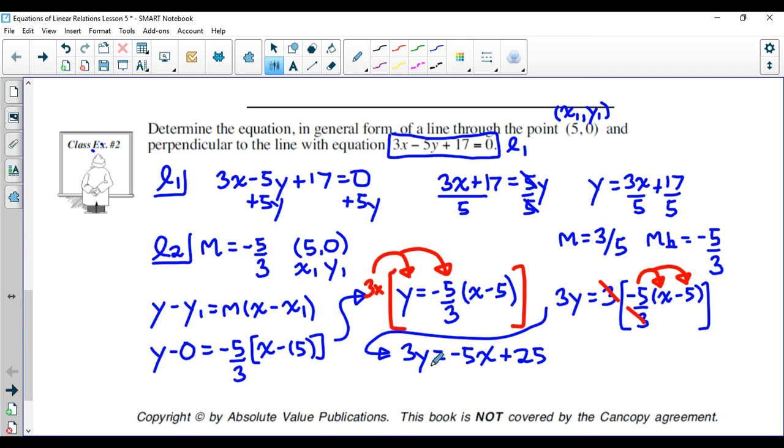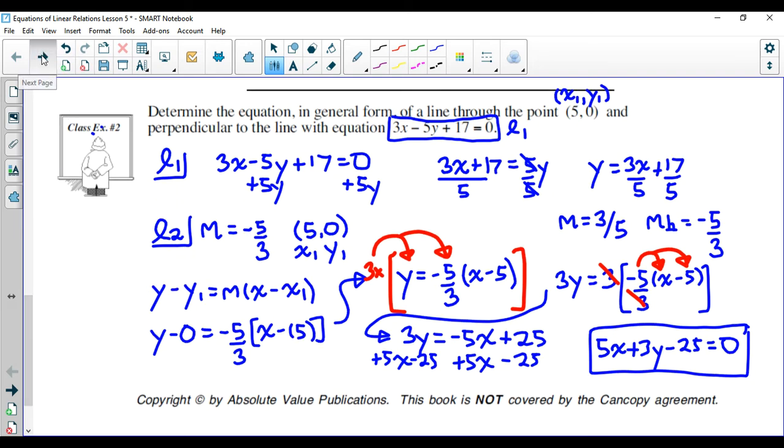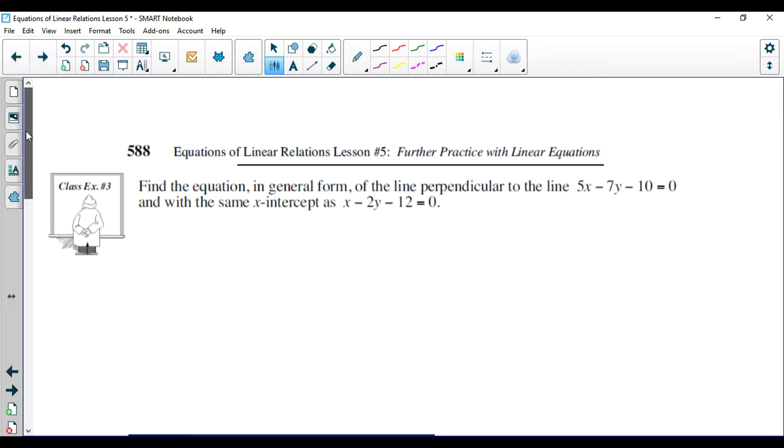And then in general form, we want everything on the same side of the equation, but we want the x term to be positive. So we're going to add 5x to both sides of the equation, and we're going to subtract 25. Subtract 25, and then I would get 5x plus 3y, subtract 25, would be equal to 0. Okay, so that's the equation in general form.